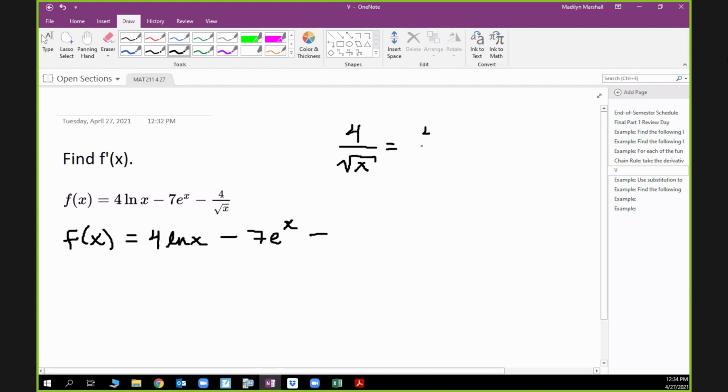So a square root is the same thing as a 1/2 power. 4 over x to the 1/2. And then we need to bring it up top, which means making it negative. That applies to derivatives and integrals. If something like that were to come up on an integral, we always want to get it to its format so that it's ready for the power rule.